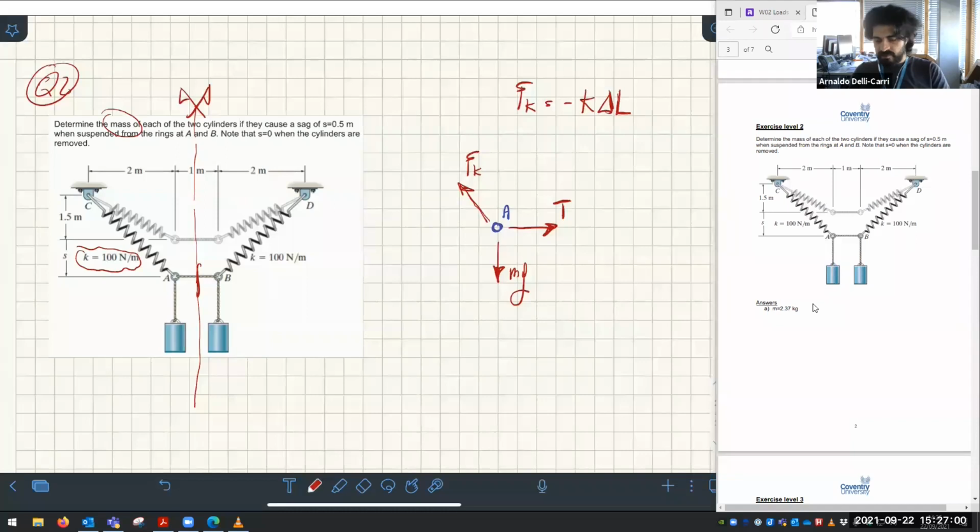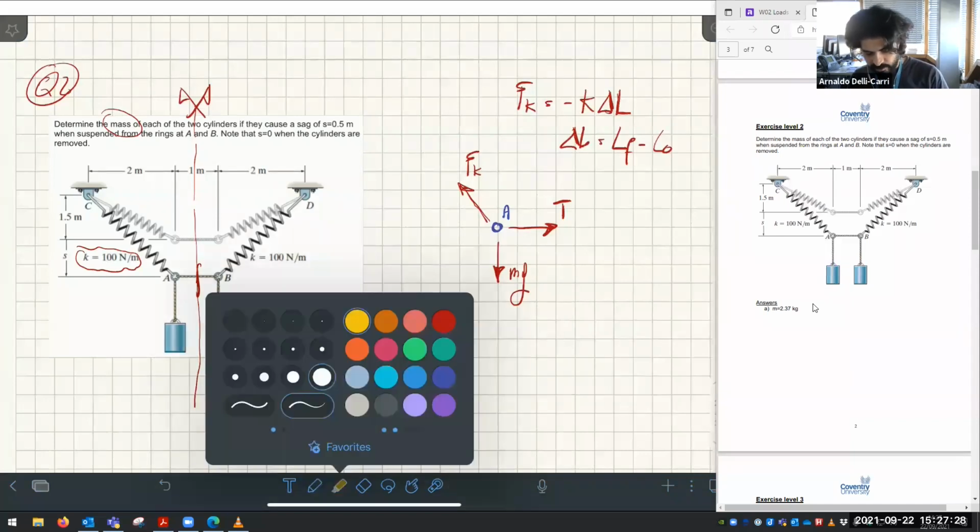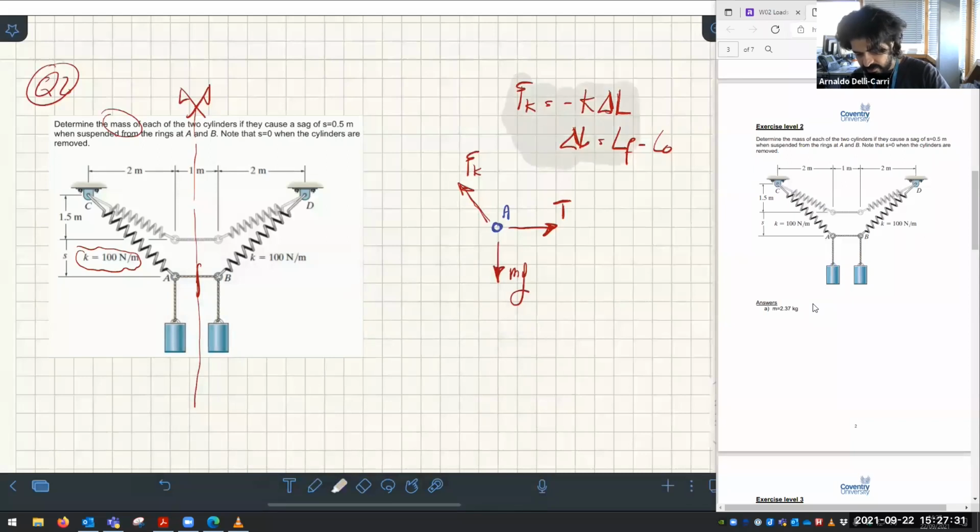So we have to check. We know K is given here: 100 newtons per meter. But we also know delta L. This delta L is given in the form of the final length of the spring and the initial length of the spring. As you know, delta L is the final length of the spring minus the initial length, so L final minus L0. I'll put this with a gray background to say that this is information you should already know from the lecture. It's like a formula sheet that you need to always remember. So this is the free body diagram.